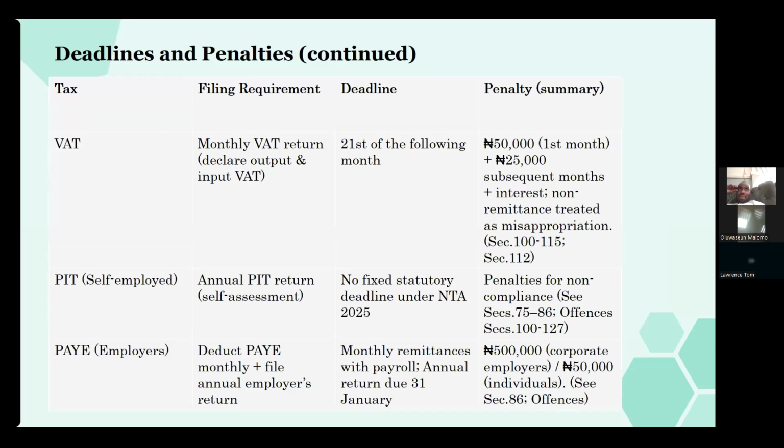Also for the VAT you should pay, you're supposed to file before the 25th of the following month, and if you don't pay, there is a 50,000 penalty for the first month and 25,000 for the subsequent month.